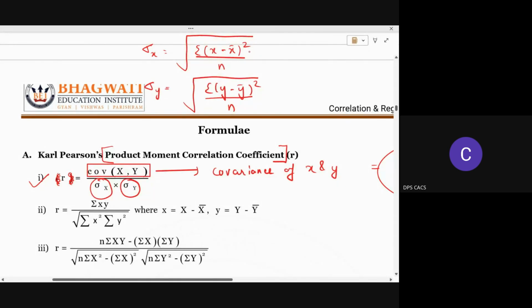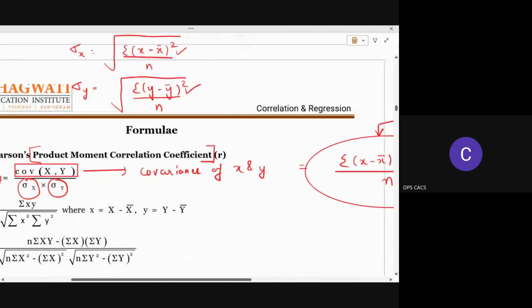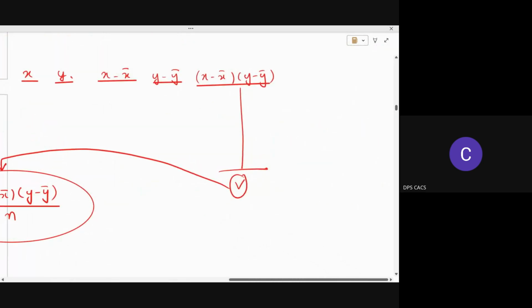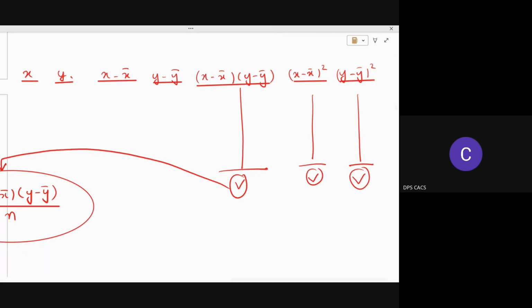So I need what columns? X minus x bar whole square and y minus y bar whole square. Means, sir, already I have created three columns. I need x minus x bar whole square now, and I need y minus y bar whole square. So basically I need the total of this and the total of this. Three totals. And I'm done with the question.